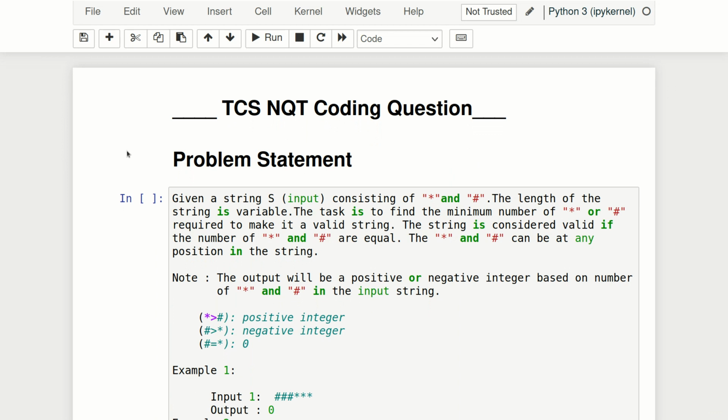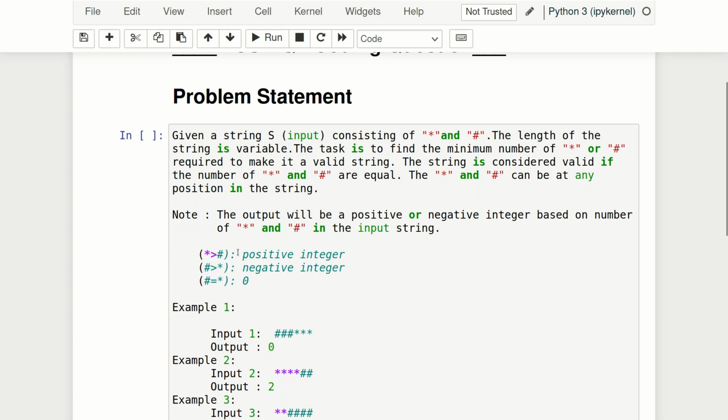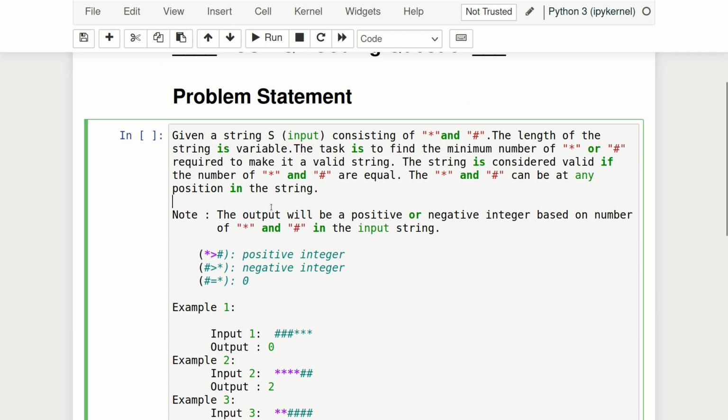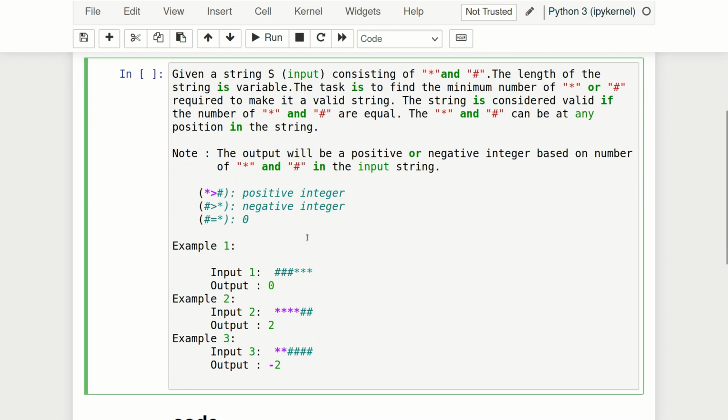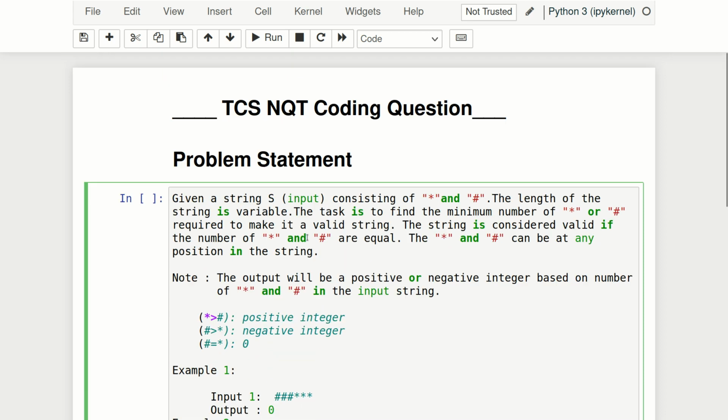In this video, we will be discussing TCS NQT coding questions. So this is the question that we will discuss. Let us see, and you can pause the video and at least try your own logic and try to solve this. Then we will see the solution.